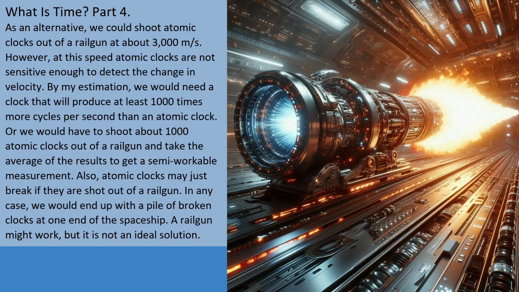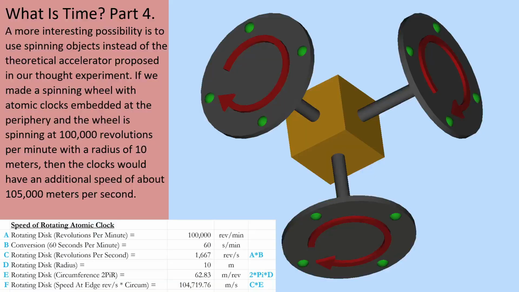Also, atomic clocks may just break if they are shot out of a railgun. In any case, we would end up with a pile of broken clocks at one end of the spaceship. A railgun might work, but it is not an ideal solution. A more interesting possibility is to use spinning objects instead of the theoretical accelerator proposed in our thought experiment.